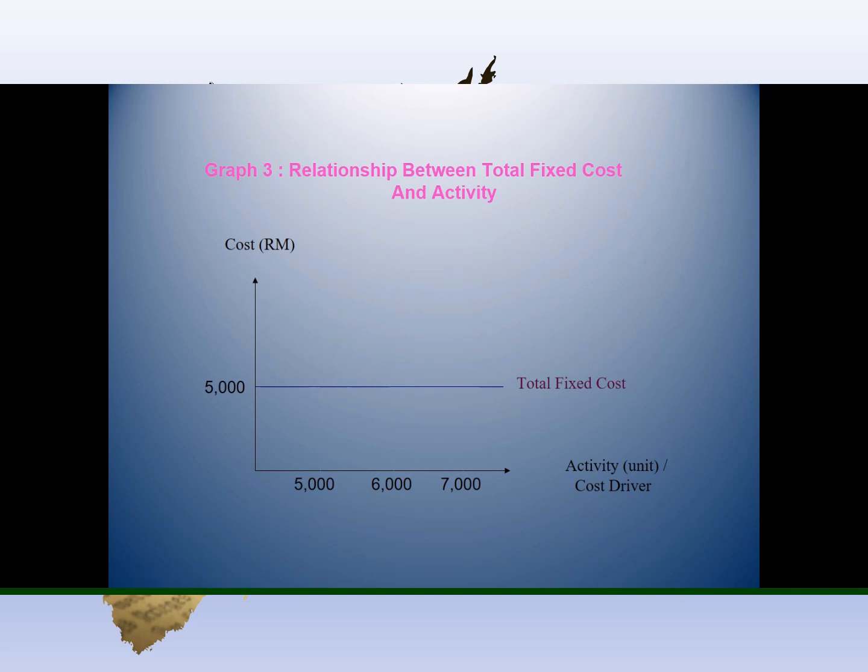Graph 3. Relationship between total fixed cost and activity. When the activity is 5,000, 6,000 and 7,000 units, the total fixed cost remains constant, 15,000 ringgit. So the conclusion is, total fixed cost is not affected by changes in the activity level within the relevant range.